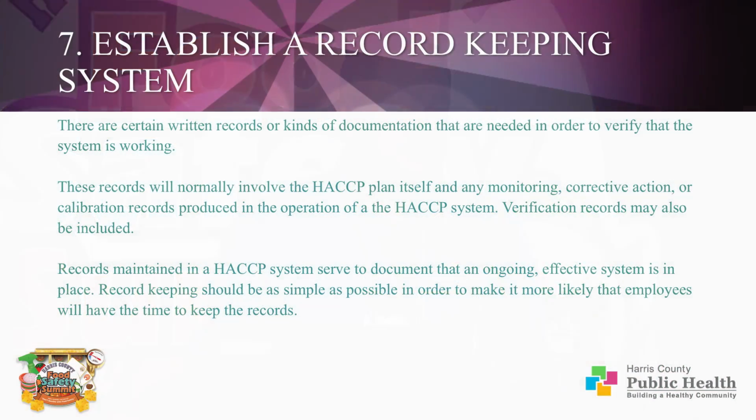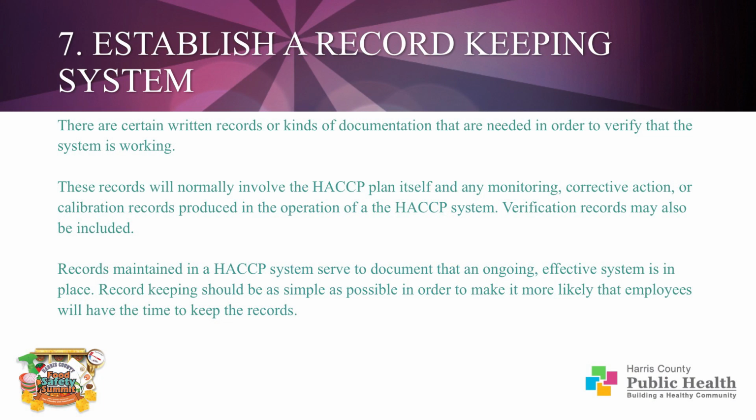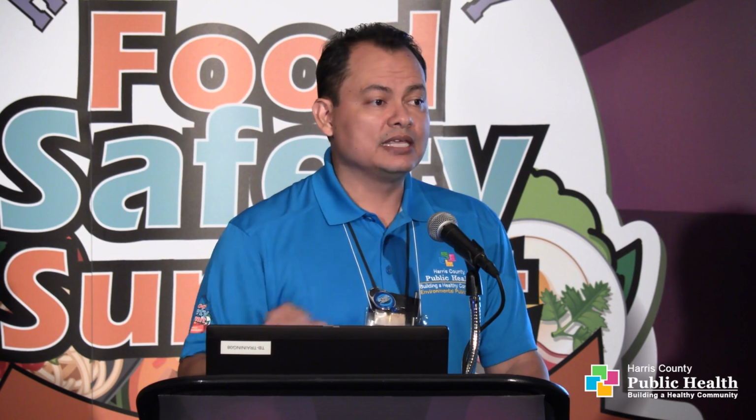We will verify some records. We haven't established exactly how often, but whenever we have, say, a variance approved or a HACCP plan approved, we will go into your establishment and look at how well you are keeping those records. And the records should be maintained by the person in charge, should be available to the person in charge. And you should keep it as simple as possible, just to make it easy for the employees to find and to keep up with those.